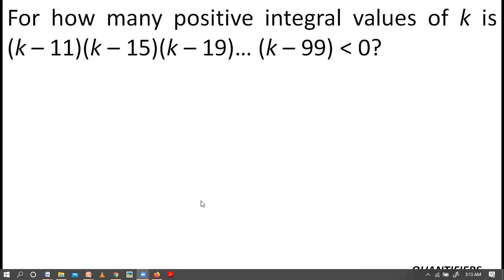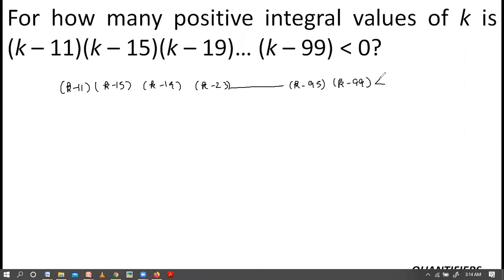For how many positive integral values of k is this equation negative? Okay, so whatever we have written, it has to be negative. So these are some brackets written over here, and I need to find when these will be negative. So k minus 11, k minus 15, k minus 19, k minus 23, and so on. It will go up to k minus 95, k minus 99. So whenever I'll put any number for k, my result is going to be some different, right?